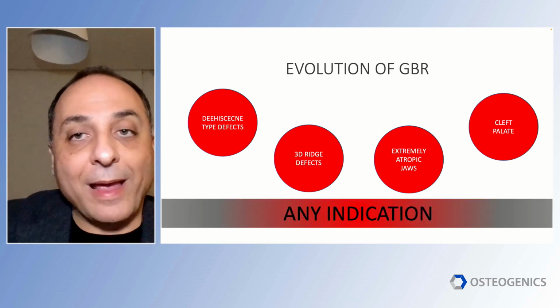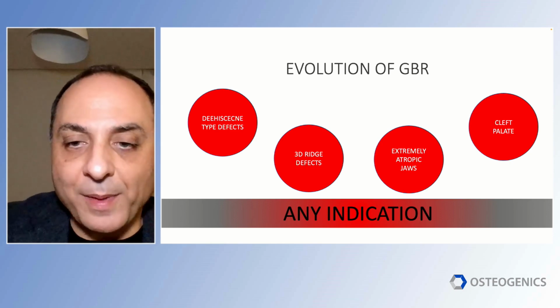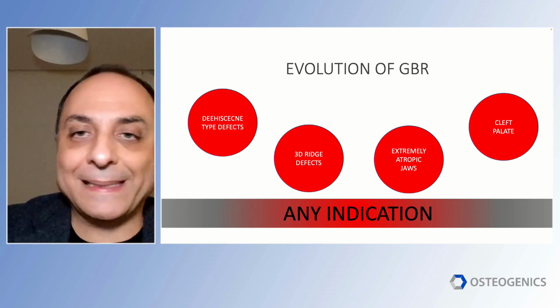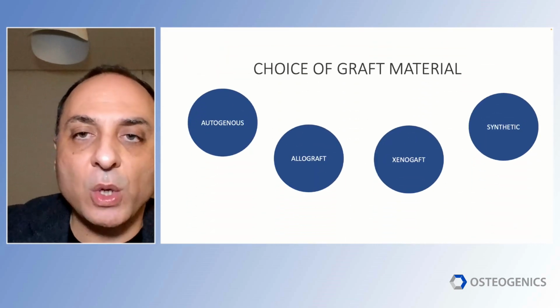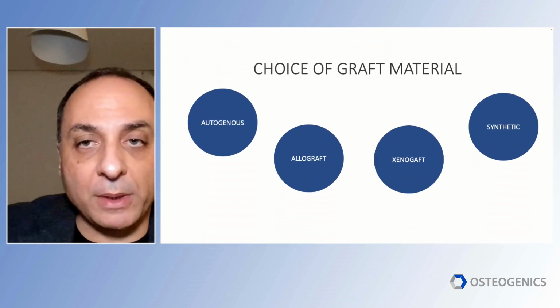So it's basically for every indication, at least from my perspective. I use GBR for every single defect without thinking twice. So this is my approach. So what about the graft material of choice?